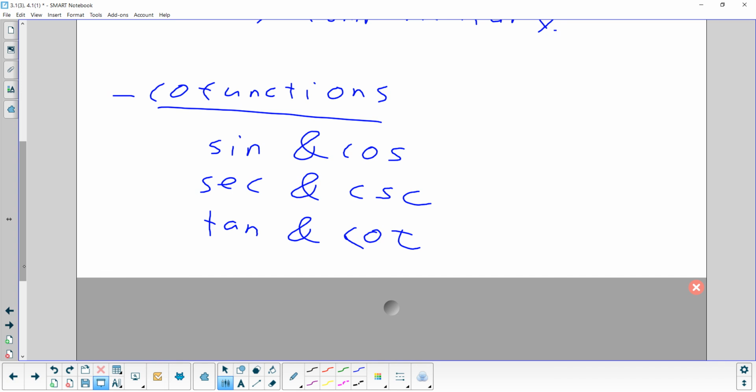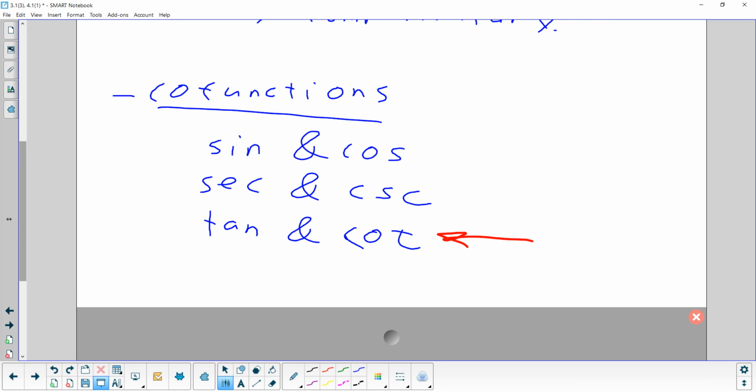This other pairing is called cofunctions. Basically all that a cofunction is, is when you take a function and put the word co in front of it. That's its cofunction. So you have sine, put the word co in front of it, cosine. Secant, cosecant. And then tangent, cotangent. These are also paired when we do it the other way as well. These are the only 2 that are paired both ways. You flip one to get the other, and their names are cofunctions.